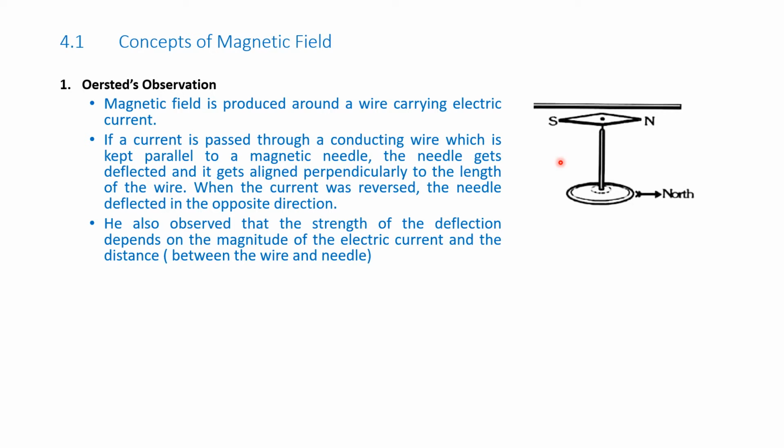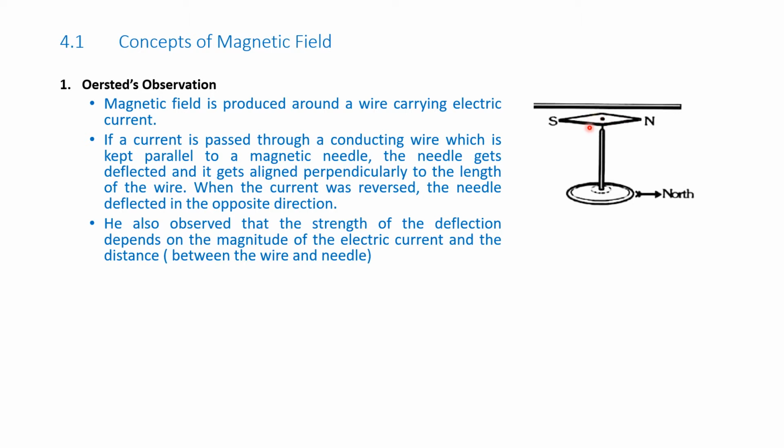If a current is passed through a conducting wire which is kept parallel to a magnetic needle, indicating south pole and north pole, the needle gets deflected. Though it is not touching the wire, it gets deflected and aligned perpendicular to the length of the wire. This field becomes perpendicular to the length of the wire.